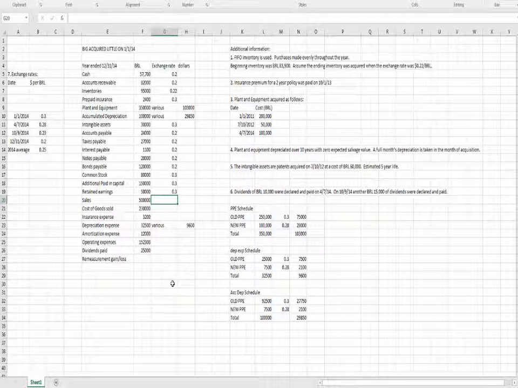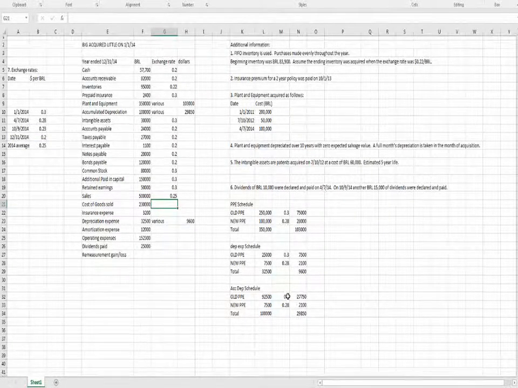Okay, getting to the income statement. Sales. Again, ideally what would happen would be we would convert each individual sale at the rate that existed when that sale was made. Assuming the sales are made evenly throughout the year, we will use the average exchange rate as a reasonable approximation.